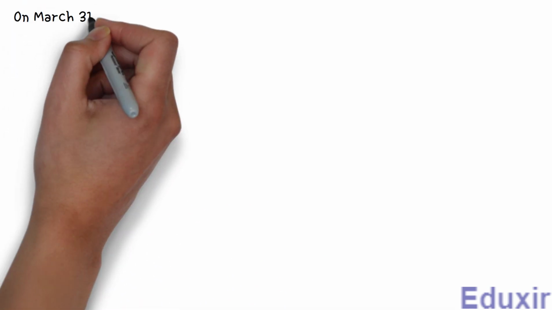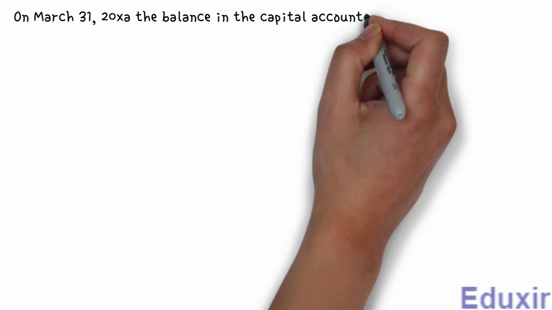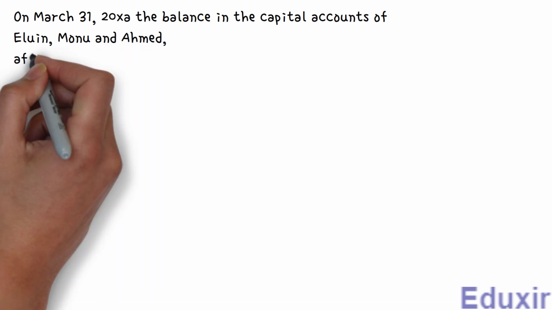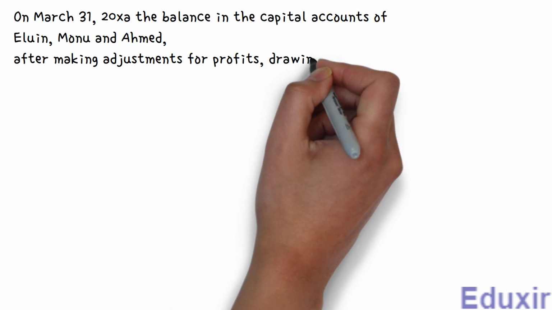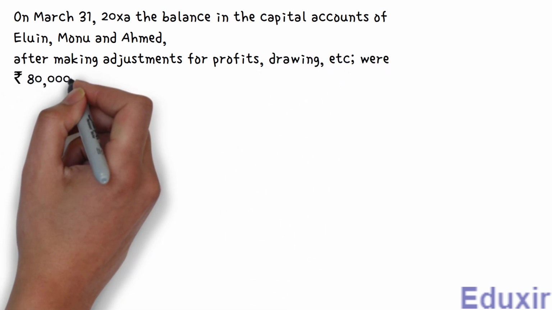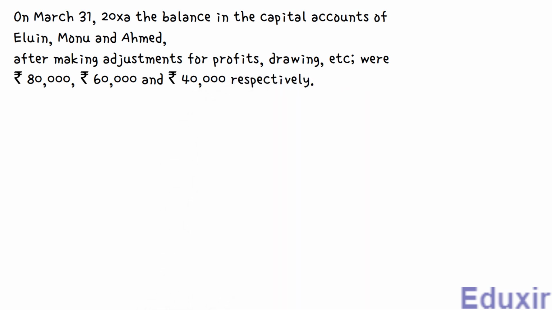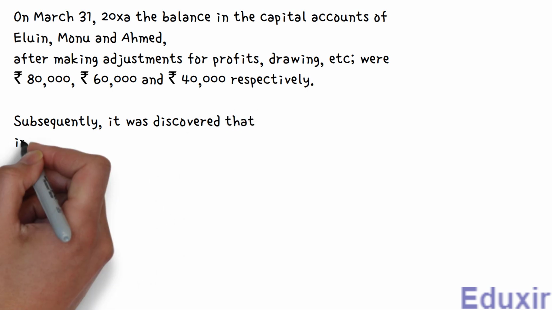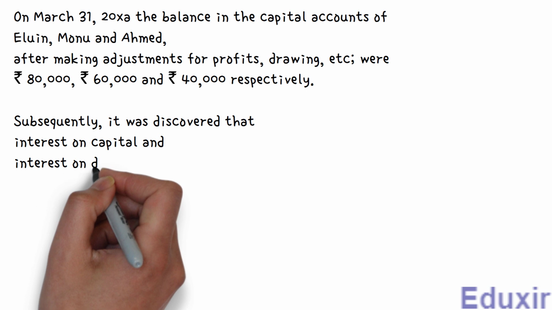On March 31st, 2000 XA, the balance in the capital accounts of Eluin, Monu, and Ahmed, after making adjustments for profits, drawings, etc., were 80,000 rupees, 60,000 rupees, and 40,000 rupees, respectively. Subsequently, it was discovered that interest on capital and interest on drawings had been omitted.